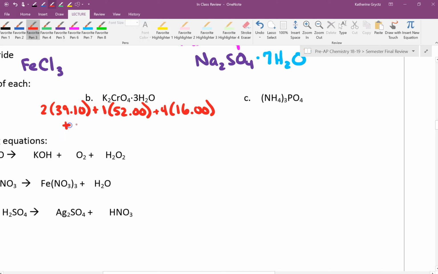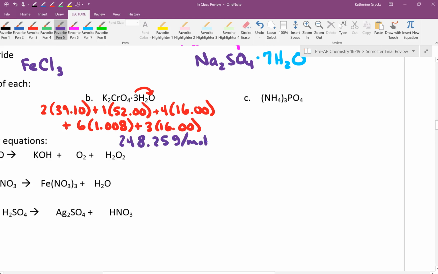So we're going to add on 6 hydrogens, and we have 3 oxygens because that 3 goes with both of those. The other thing you could do, instead of doing 6 hydrogens and 3 oxygens separately, is you could find the mass of water and just do 3 of water. Okay, so I just want to make sure you could do the mass of a hydrate. Okay, and I'll add this up. And you should get 248.25, and the units of molar mass are always grams per mole.